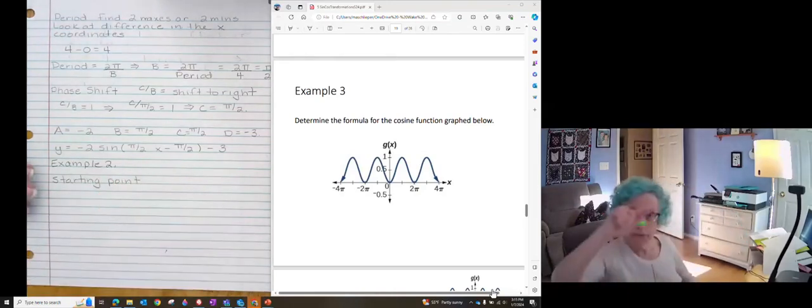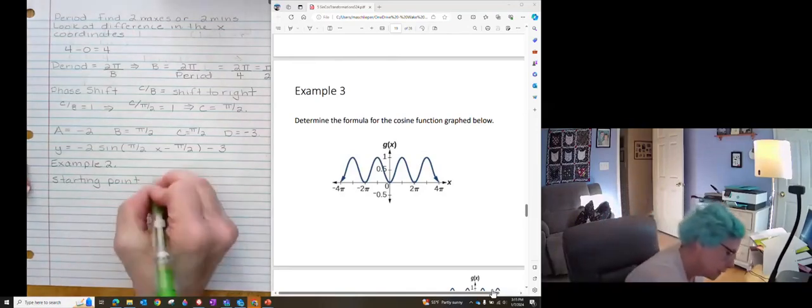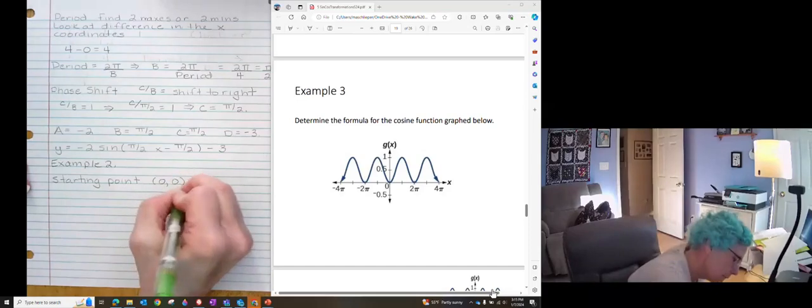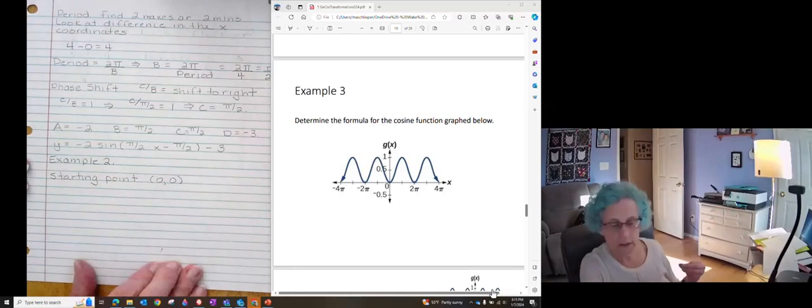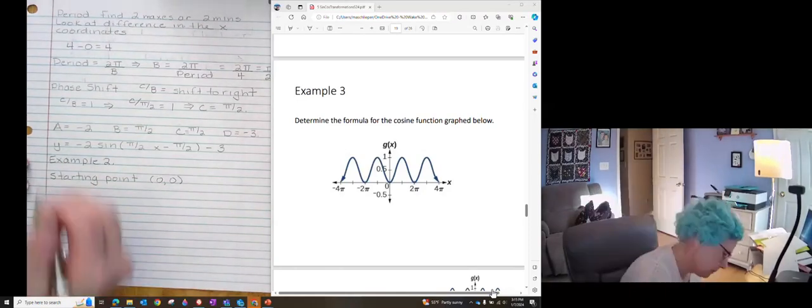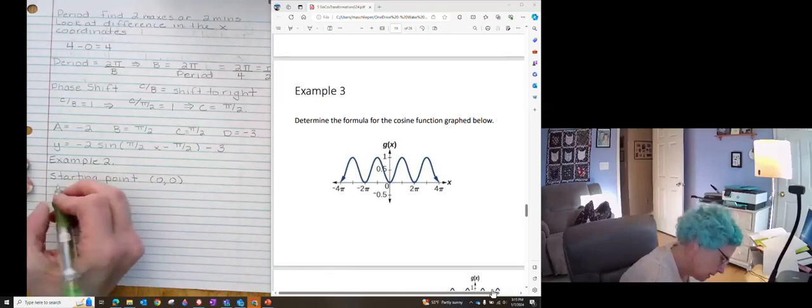The starting point for my one cycle is the point (0, 0). That means I'm not going to have a phase shift, and I like that. It makes it simpler. So let's find A.